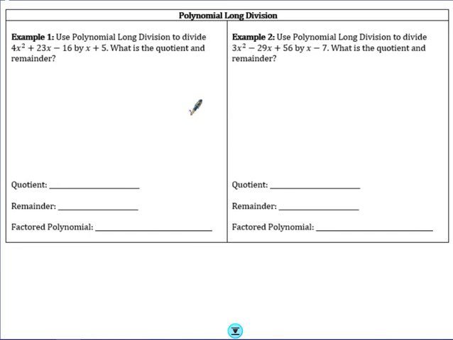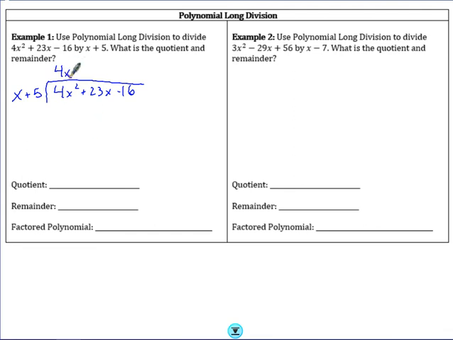Okay, so I'm going to take this 4x squared plus 23x minus 16, and I'm going to divide by x plus 5. Okay, so we're just going to look at this first term. So how many times would x go into 4x squared? Or, put it another way, what do I need to multiply x by to get 4x squared as the answer? Well, that would be 4x.